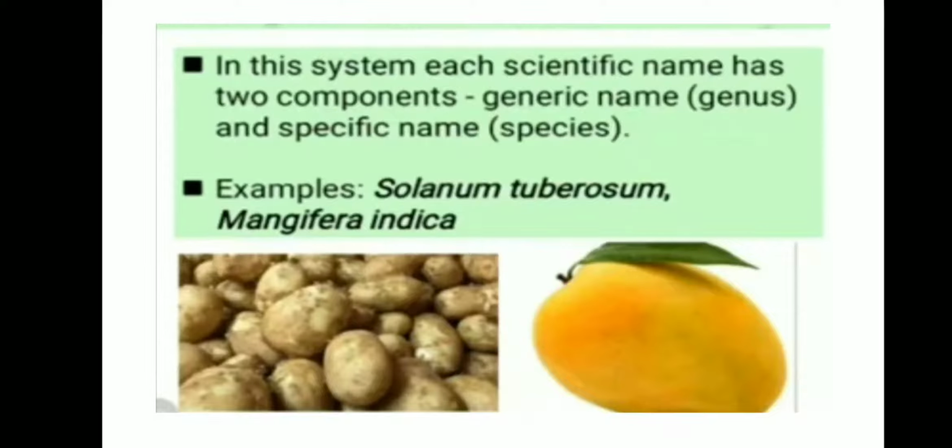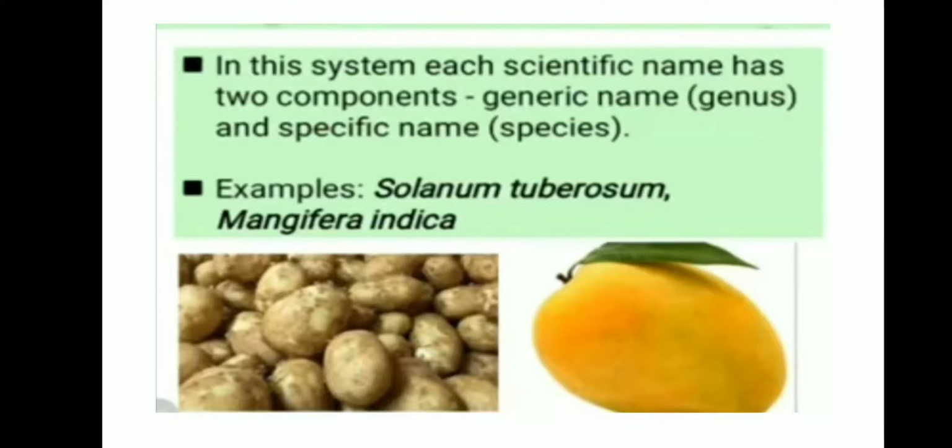In binomial nomenclature, each scientific name has two components. Very important, children: each scientific name of a plant has two components. One is the generic name, another is the specific name or species name. So for all plants, a scientific name is given. The first word is the genus and the second word is the species. For example, for potato, Solanum tuberosum, and for mango, Mangifera indica.